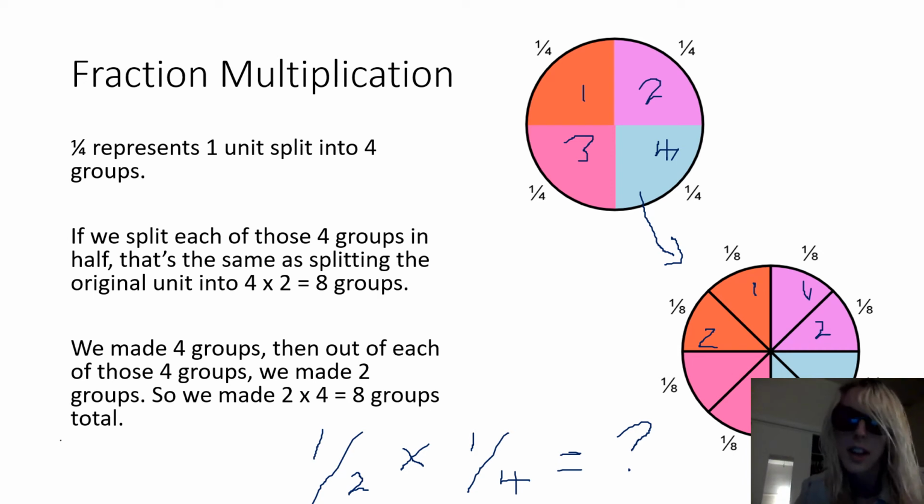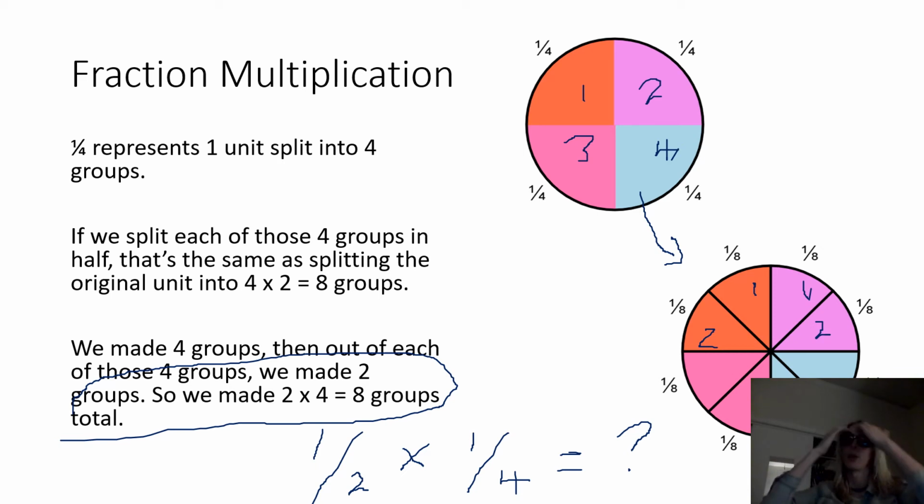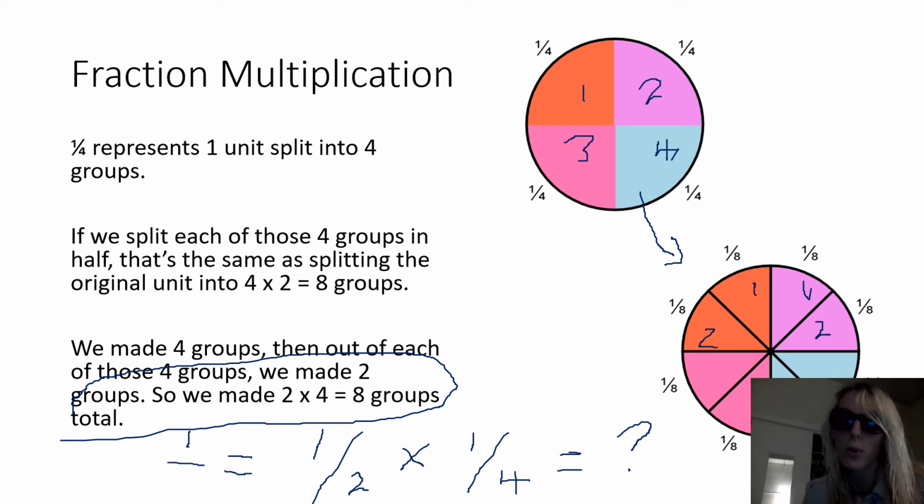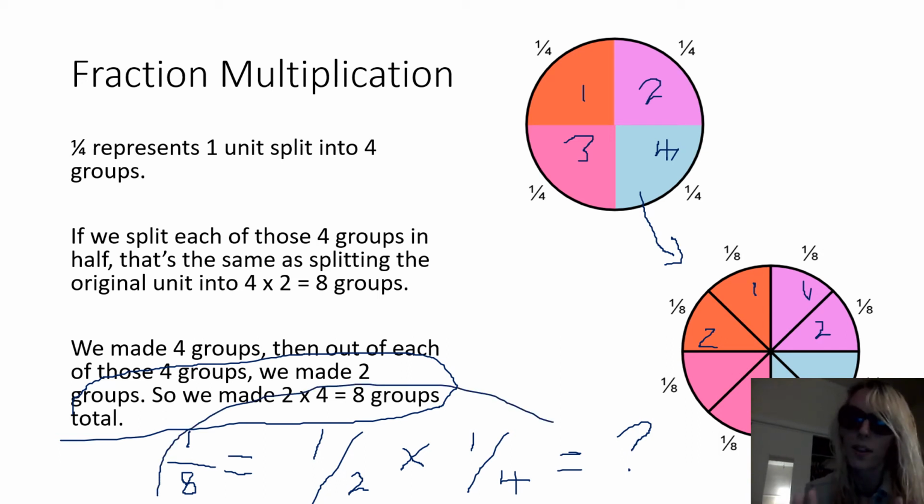So I hope that makes sense. That's the explanation of why a half times a quarter is equal to 1/8, and in general, why this rule for multiplying fractions with numerator 1 works. Because when you multiply by a quarter, then a half, you're splitting into 4 groups, and then each of those 4 groups, you're splitting into 2 groups. So how many groups do you make total? 2 times 4 is equal to 8. And splitting into 8 groups is the same as multiplying by 1/8. So the conclusion is, therefore, 1/2 times a quarter is equal to 1/8.